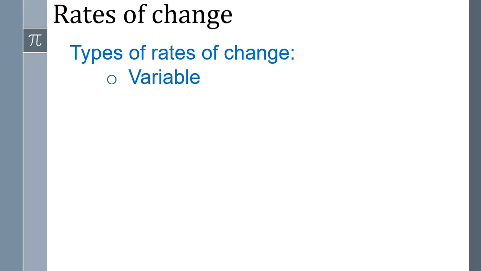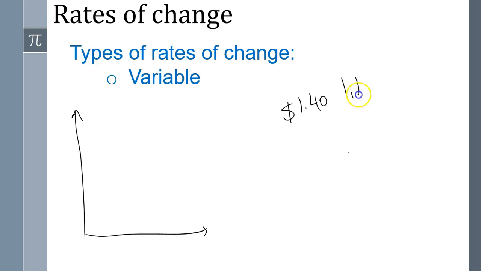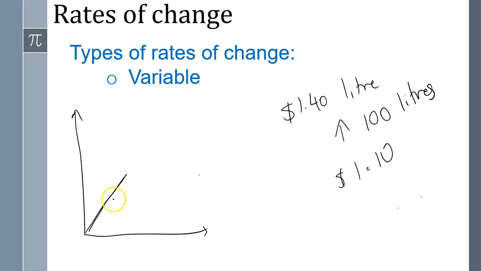Another one we need to look at is a variable rate of change. So these are ones that change. For example, with that petrol, we might have $1.40 per litre, but we have a deal as a business that means that if we buy more than 100 litres in a day, we get it for, I don't know, $1.10. Okay, so the first 100 litres we'd have a slope of going up by 1.4, and then at 100 litres it wouldn't be quite as steep because the petrol is cheaper.